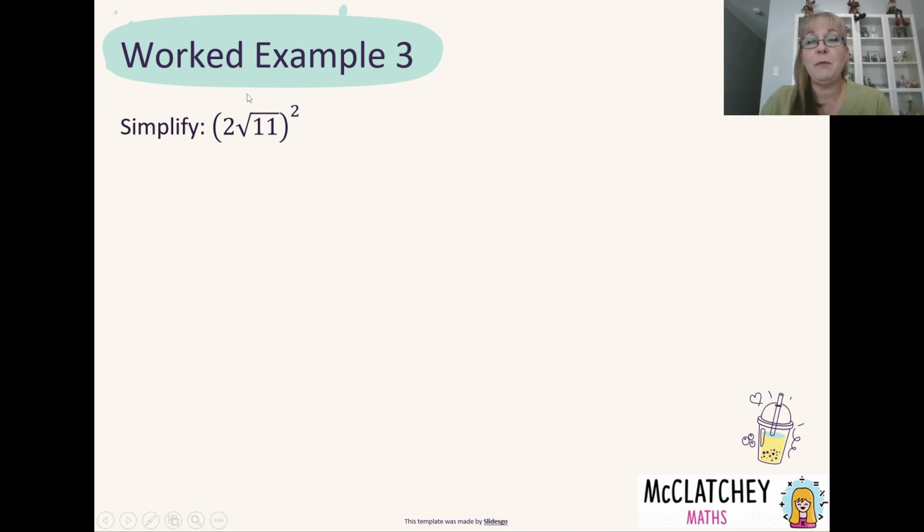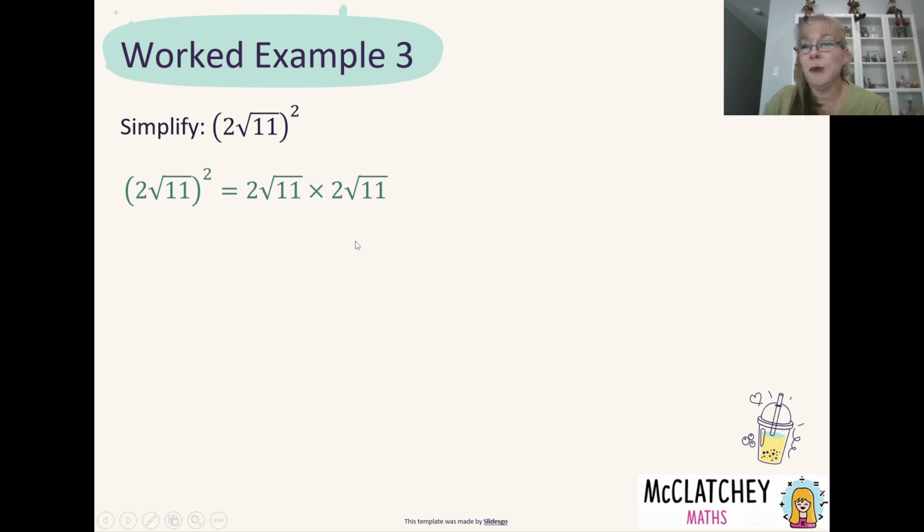Here's our third example, 2 root 11 all squared. Now, you'll remember from our previous videos that a square root sign is cancelled out by a power of 2. So this technically means that this cancels out with this, becomes just 11. But you've got to remember that the coefficient 2 is also squared. There's a couple of different ways you can show the working. Here is one way right here. Remembering that when something is squared, it's simply multiplied by itself. So 2 root 11 to the power of 2 is 2 root 11 times 2 root 11.